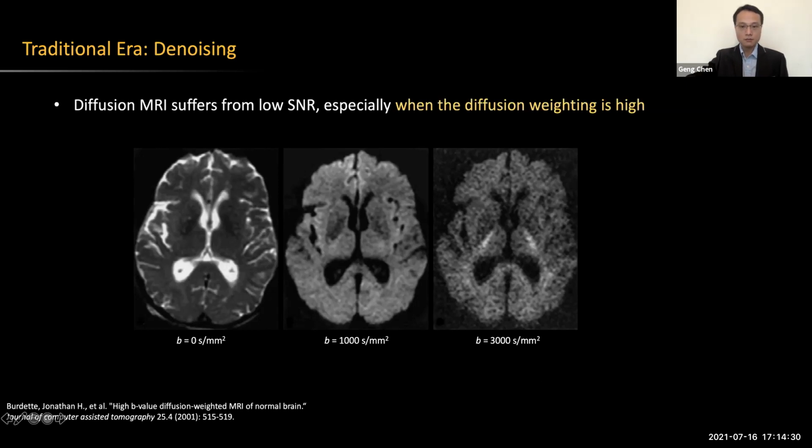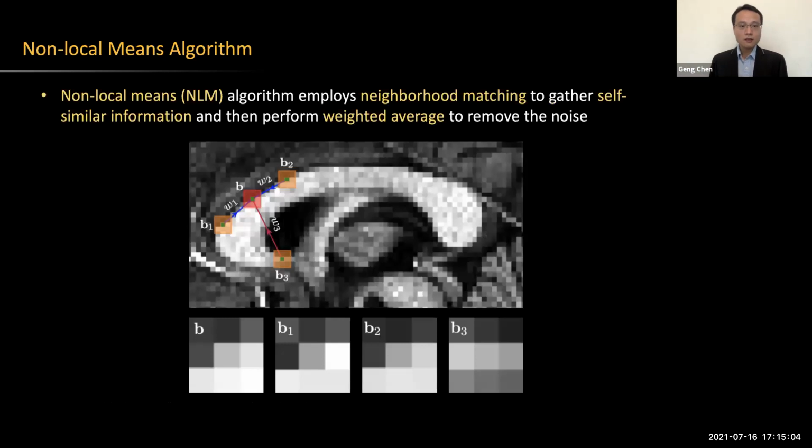and the signal to noise ratio is high. But for the diffusion weighted image, especially when the b-value is high, like this one acquired using a b-value of 3000, you can see that the signal to noise ratio is low and the structure cannot be clearly observed in the image. So the heavy noise restricts the quantitative analysis of diffusion MRI data and reduces the reliability of subsequent analysis. An effective algorithm to remove the noise is called the non-local means algorithm.